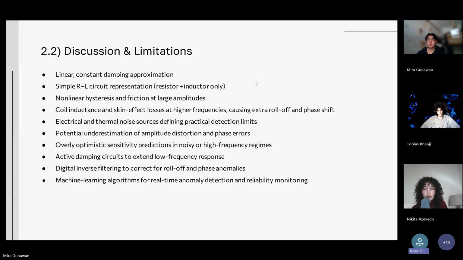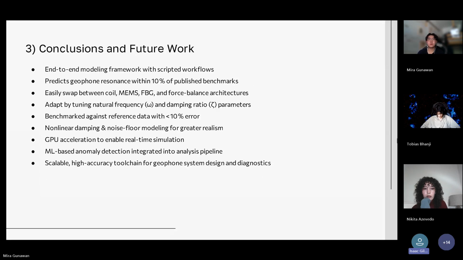So, in summary, we've created a fully reproducible Python-based modeling suite that predicts geophone resonant behavior within 10% of published benchmarks. Its modular design accommodates traditional coils, MEMS, FBG, and force balance sensors by simply adjusting the baseline natural angular frequency and damping ratio. Next steps include incorporating nonlinear damping and noise floor modeling for enhanced realism, exploring graphics processing unit acceleration for real-time processing, and finally integrating machine learning anomaly detection into our pipeline.